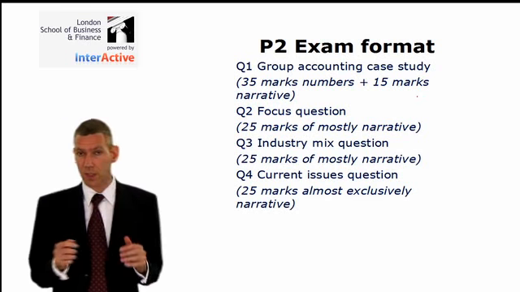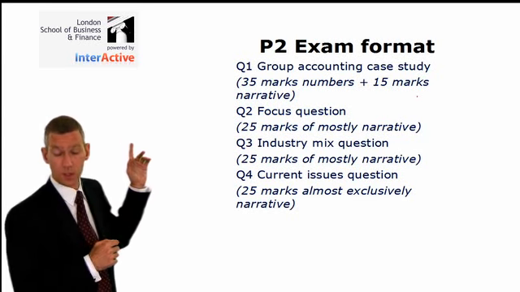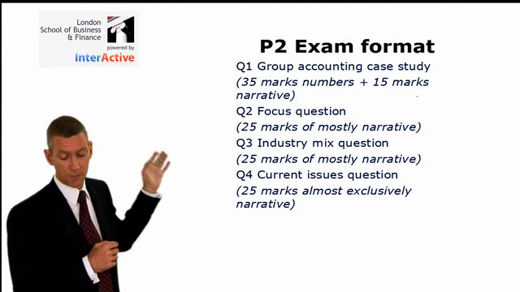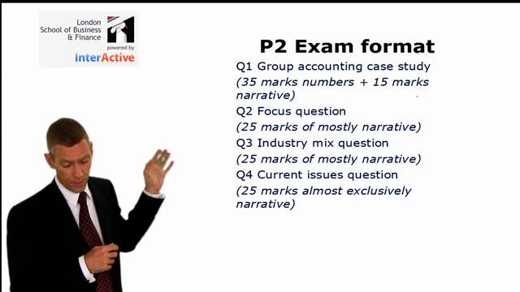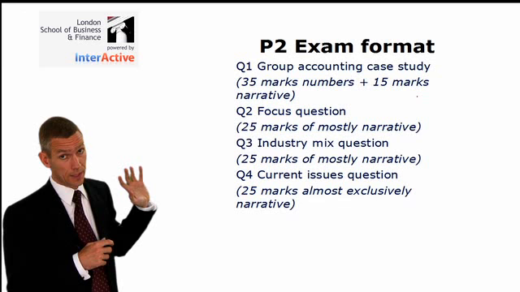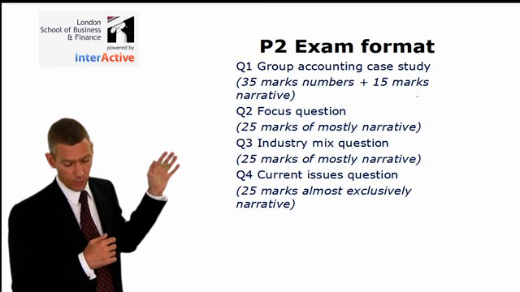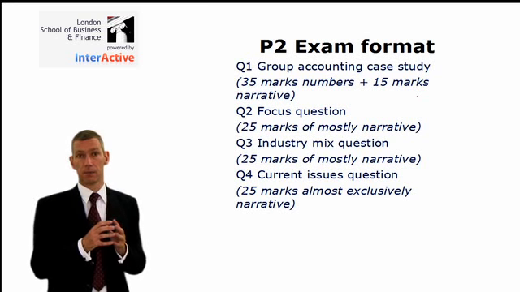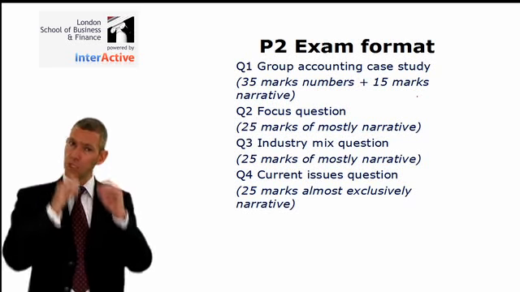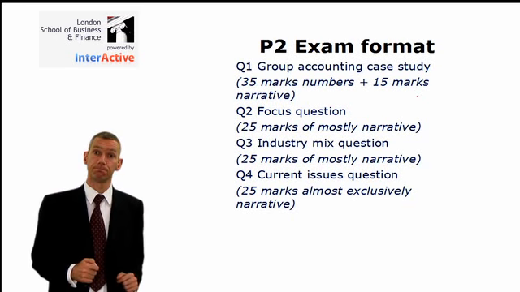Strictly speaking, if you actually have a look at it, can you see in question 2, I've said 25 marks of mostly narrative. There will be some numbers there. Question 3, 25 marks of mostly narrative. There will be some numbers there. And question 4, 25 marks, almost exclusively narrative. So it's mostly narrative in the B section. Enough said.